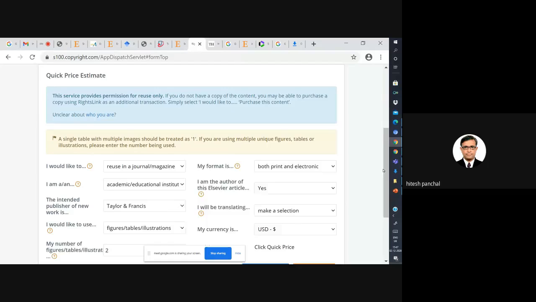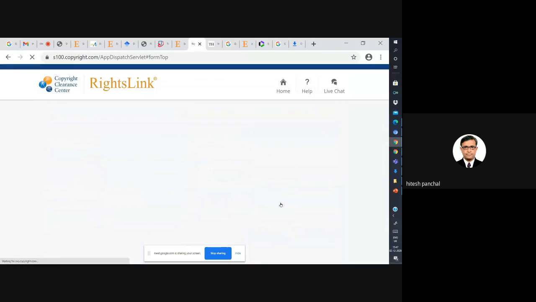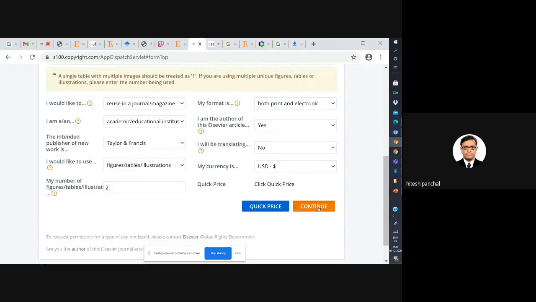Then there is translating. Sometimes what will happen, if you are doing good research work, your research paper is translated into Chinese or some other language. You cannot translate without permission. The permission you have to take from here. And then my currency is US dollar.